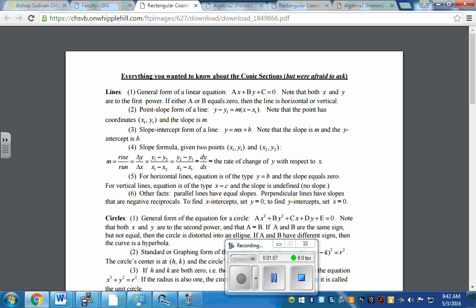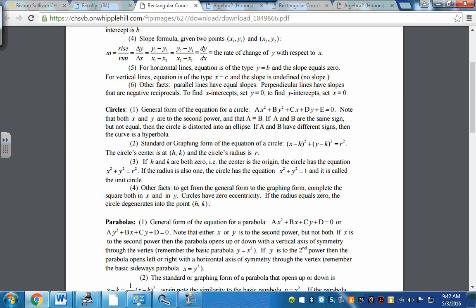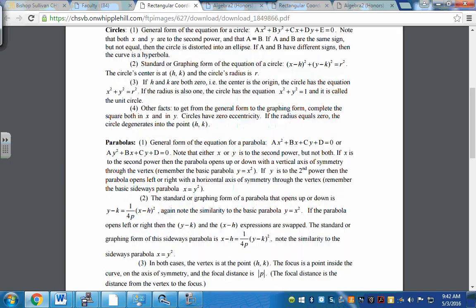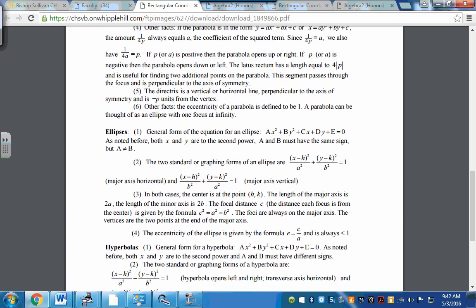Okay, so everything we're going to talk about today is under circles. Circles, the general form, standard graphing form, completing the square. We're also going to skip parabolas. Parabolas are going to come in a couple of days. And we're going to do ellipses, right, and hyperbolas.